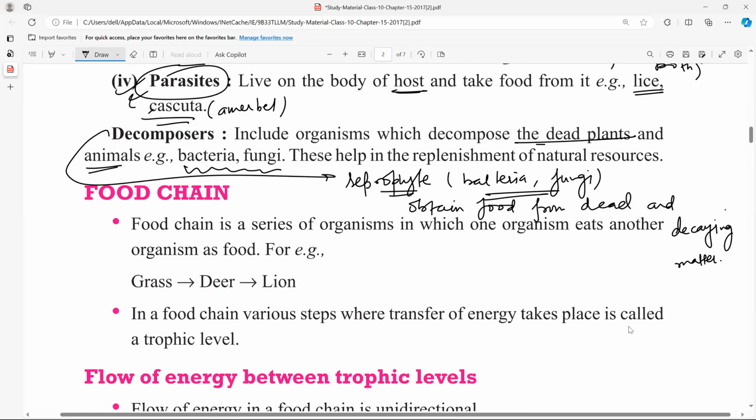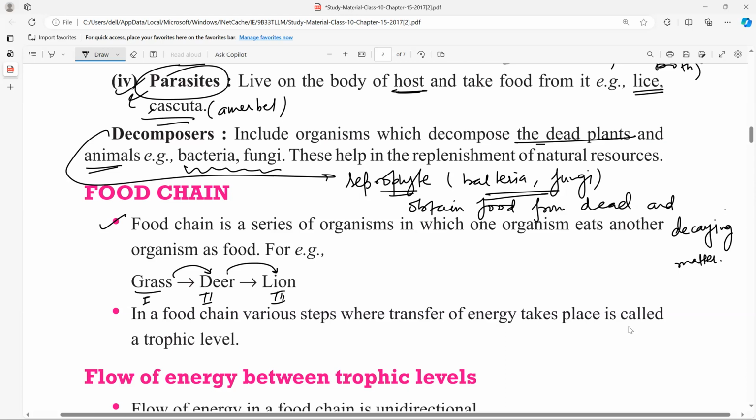Food chain, what is a food chain? A food chain is a series of organisms in which one organism eats another organism as food. Like grass is eaten by deer and deer is eaten by lion. So this is a simple food chain. In a food chain, the various steps where transfer of energy takes place are called trophic levels. For example, this is the first level, this is the second level and this is the third level.